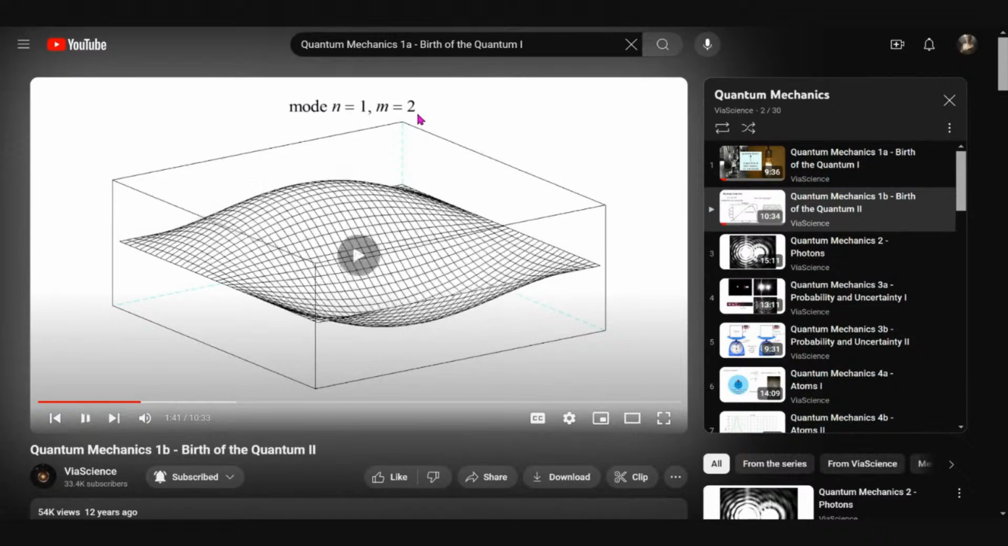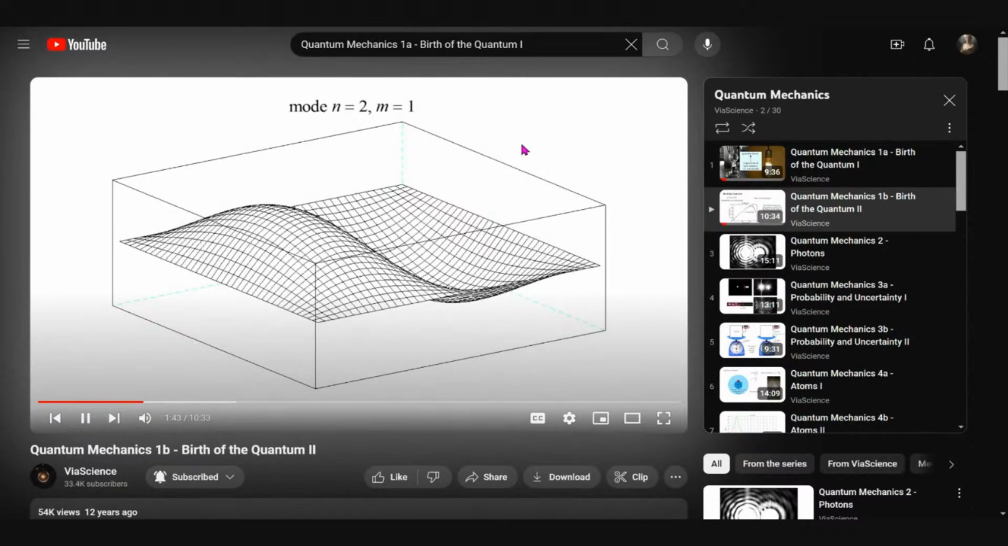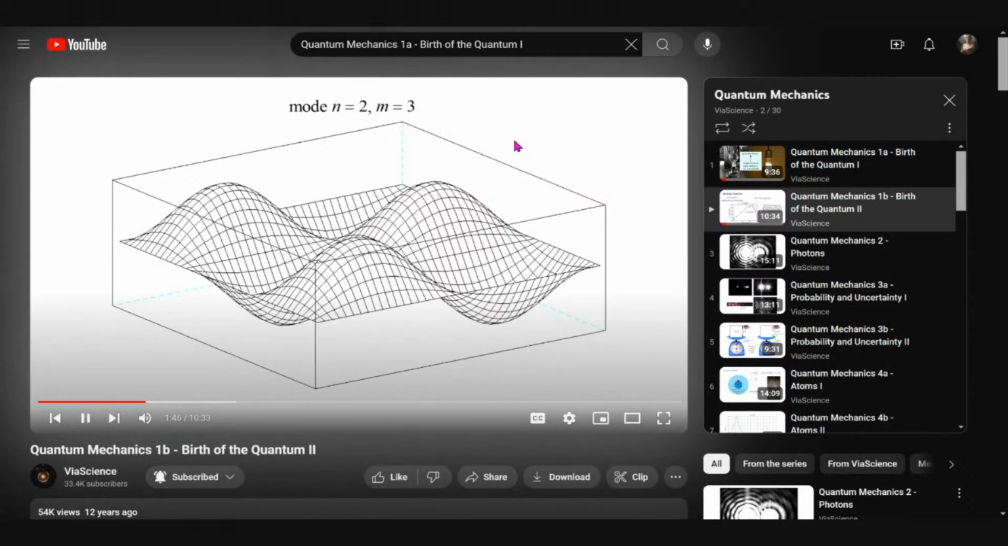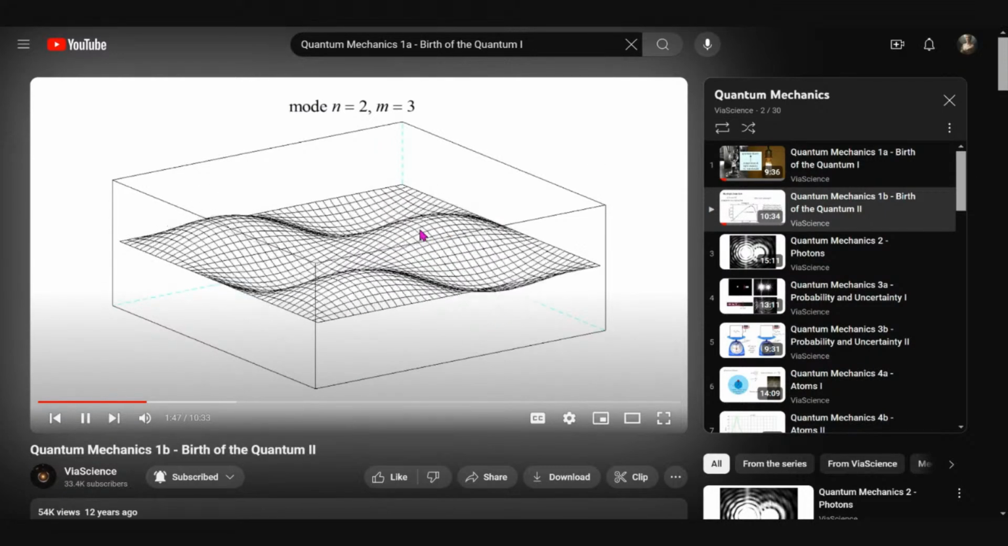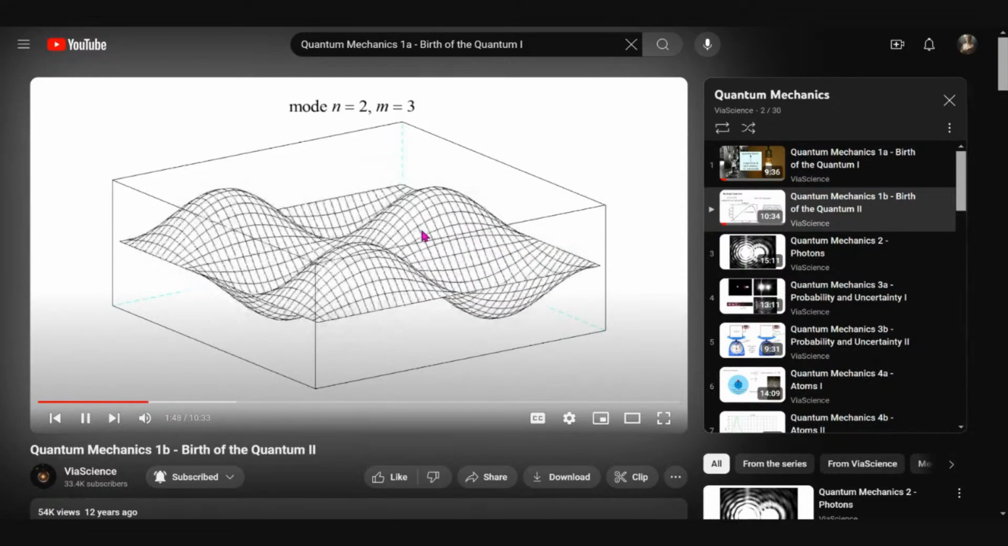So we can have two different modes with the same frequency. And in general, we can have any number of bumps N in one direction and any number M in the other direction. This is M equals 3, N equals 2. So 3, how many ways can you have 3?